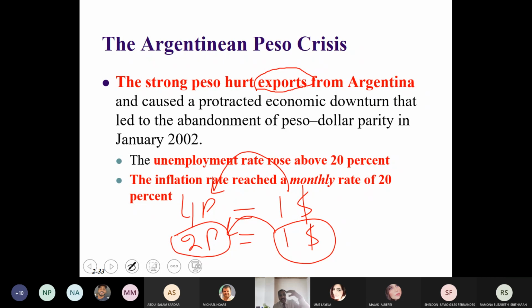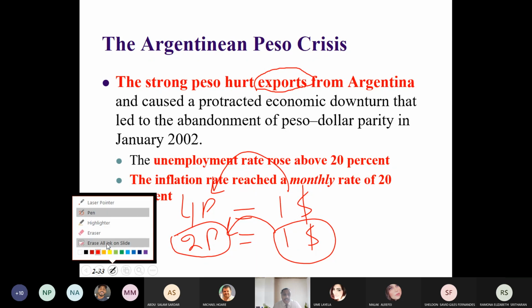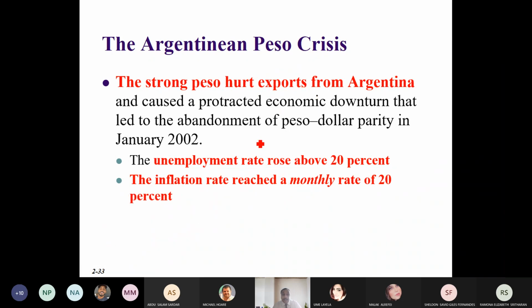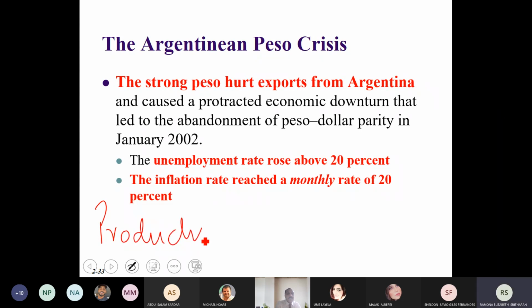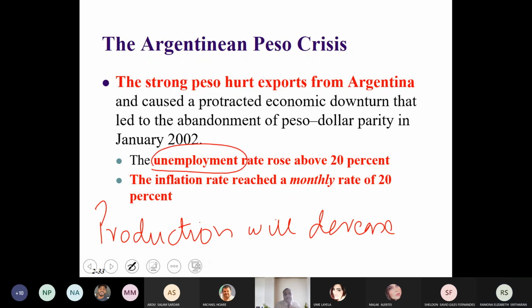The moment your currency appreciates, your exports can be affected. And when your exports are less, what will happen to the businesses in a country? Do you think the people will produce more? If your exports decrease, what will happen to the production? Will production increase or decrease? Production will decrease, and the local people who produce are affected by this. They will lose their jobs. And this is called unemployment.